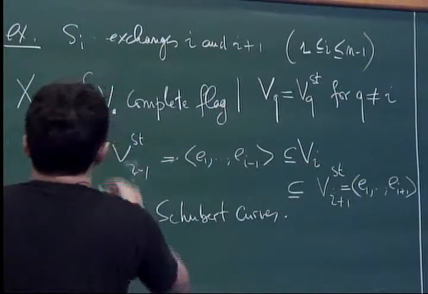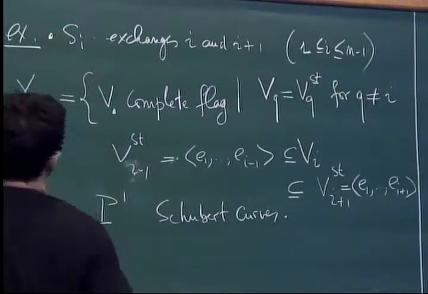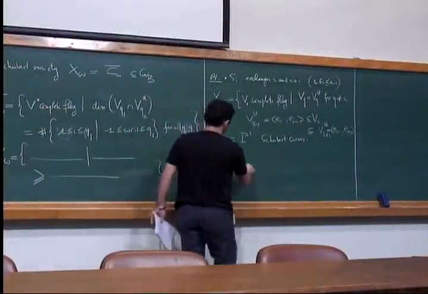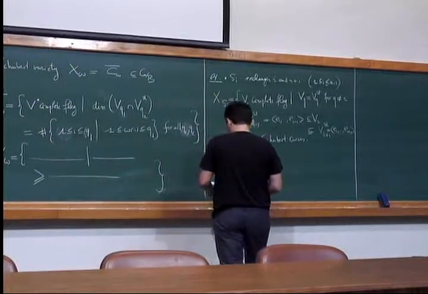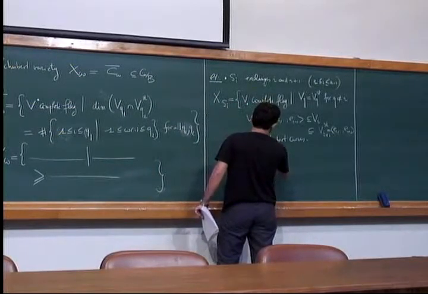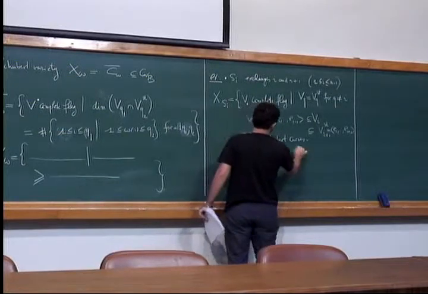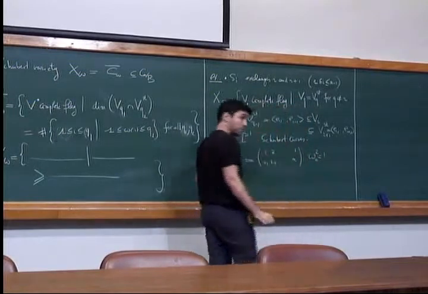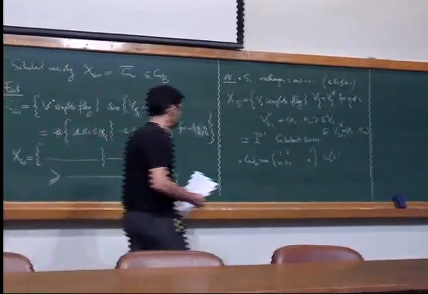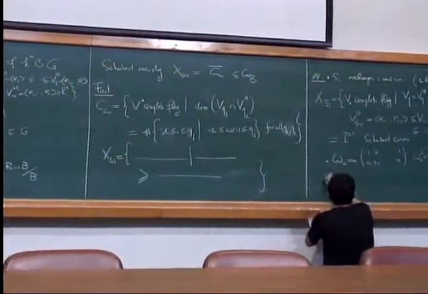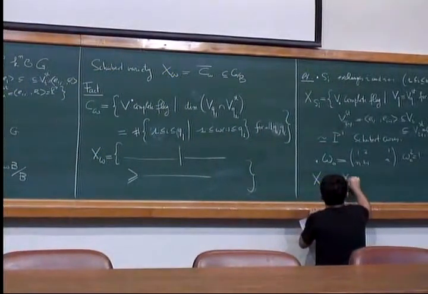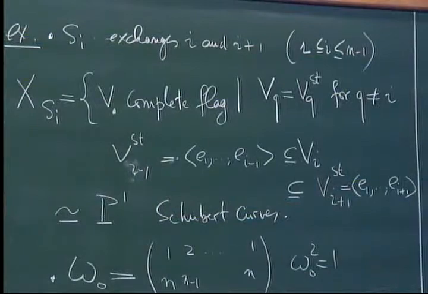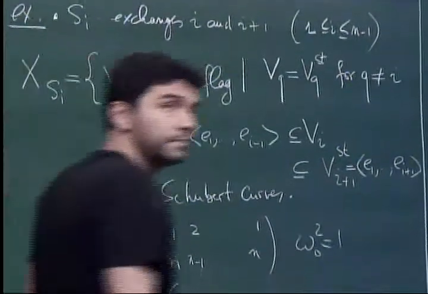Maybe the first one I should have given before. Consider omega naught to be the permutation that maps 1 to n, 2 to n minus 1, and so on. So you see that this is an involution. You can check that this is the full flag variety. So there is no condition on the flag in that case.